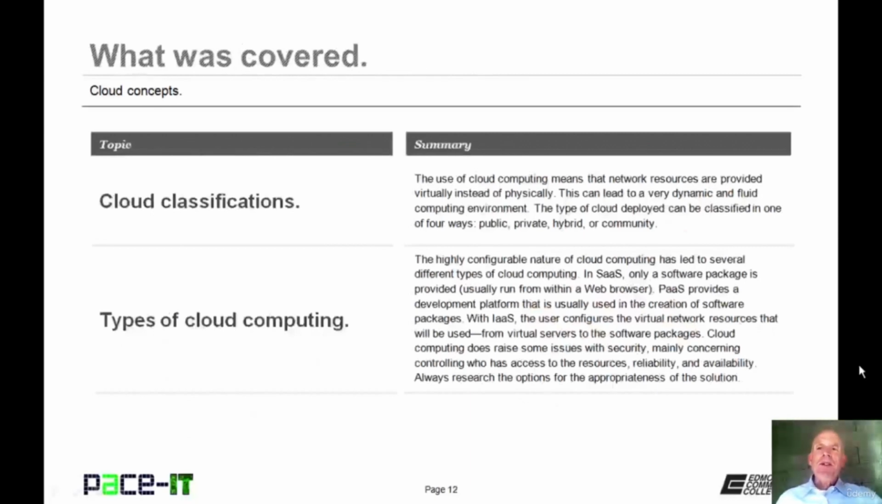Now that concludes this session on cloud concepts. I began by talking about cloud classifications, and then I concluded with a discussion on types of cloud computing.